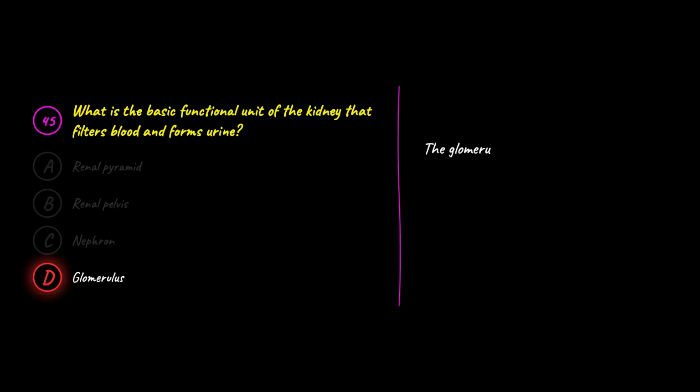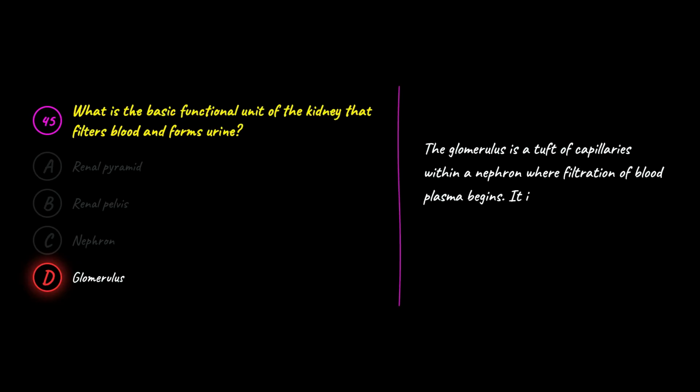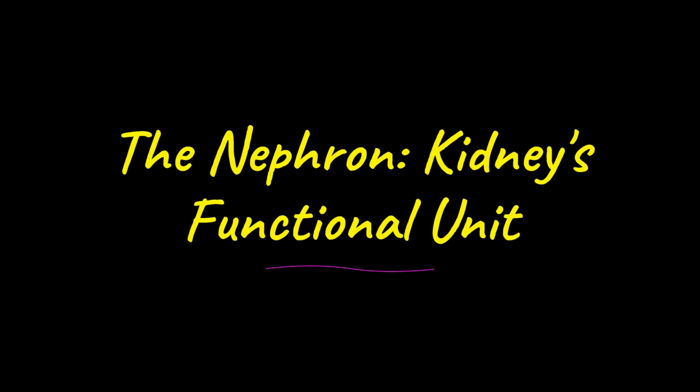D is wrong because the glomerulus is a tuft of capillaries within a nephron where filtration of blood plasma begins. It is part of a nephron rather than a complete functional unit that performs all steps of urine formation. The nephron is the kidney's smallest complete functional unit.